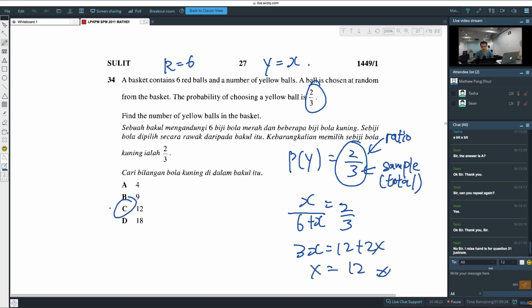So the answer will be 12. You have to understand that for probability, you always use the event you want divided by the total. The event in this case is yellow, because the question gives you the probability of yellow as 2 over 3. So the number of yellow you have is x, and the total number of balls is red plus yellow. This is how I get 2 over 3, then I cross multiply and solve it. Okay, so let's move on. 6 more questions to go.